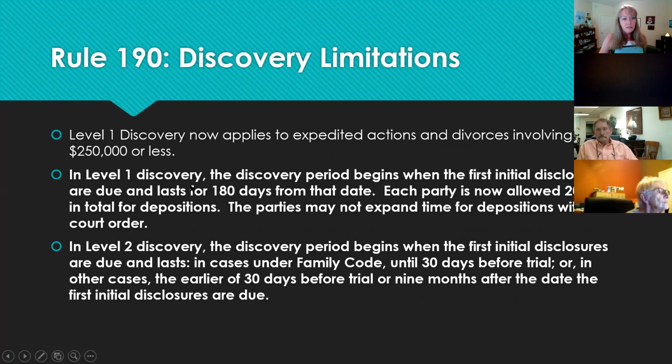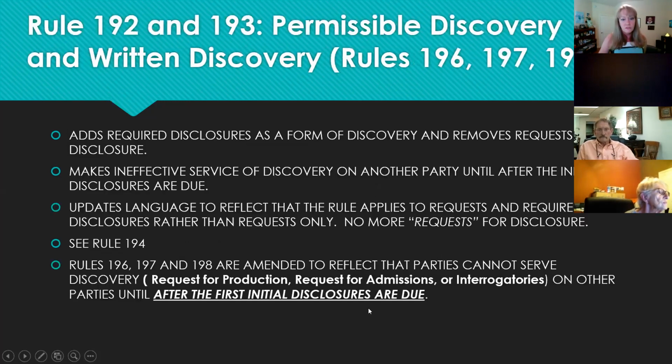Okay, and again, this is what we've done. The difference between level 1 and level 2, we're just changing it to change that jurisdictional limit to $250,000. And we're going to talk more about family code cases later because there are some differences and exceptions in the family code, which are going to be quite interesting to us family practitioners.